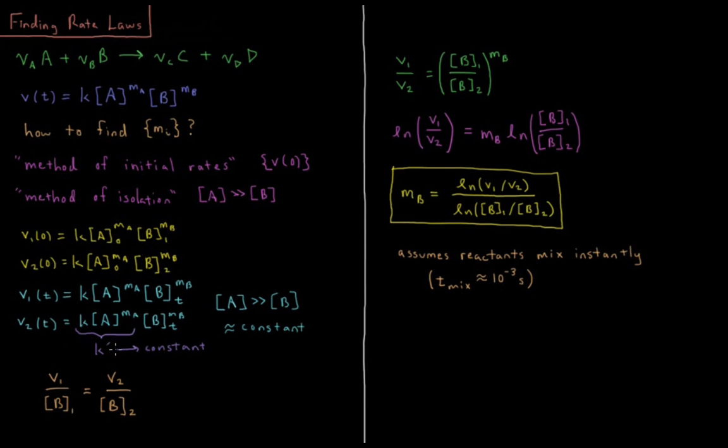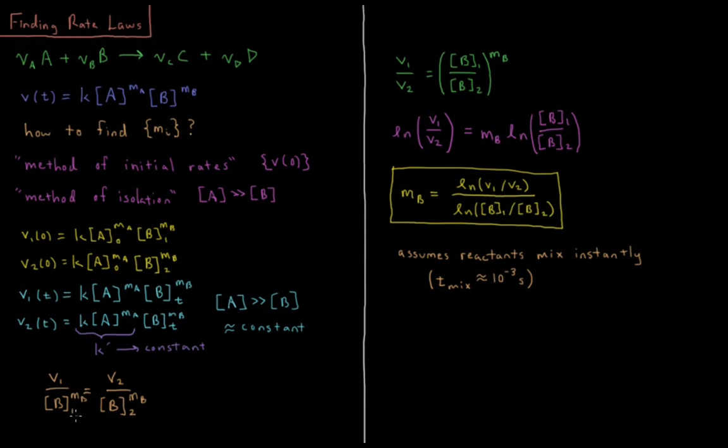Okay, so in either case, what we end up getting is two different rates of reaction for two different concentrations of B. So v over [B]1 to the mB, yes, equals v2 over [B]2 to the mB.